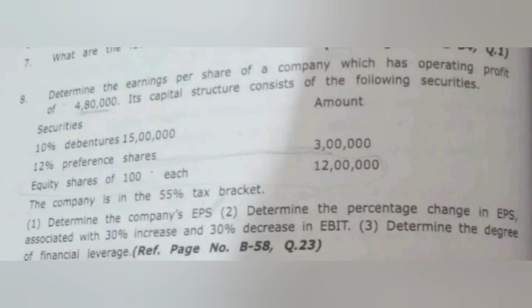The question is: determine the earning per share of a company which has an operating profit of 4,80,000. The capital structure consists of the following securities: 10% debenture of 15 lakh, 12% preference share of 3 lakh, and equity shares of 100 each, which is 12 lakh. Now the company has a 55% tax bracket. We need to determine the company's EPS, the percentage of change in EPS associated with a 30% increase and 30% decrease in EBIT, that is earning before interest and tax, and we need to determine the degree of financial leverage. Okay, let's get started.